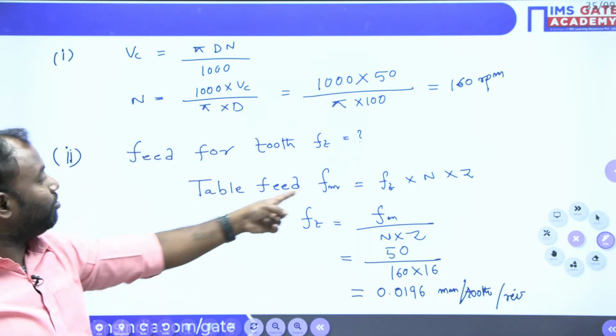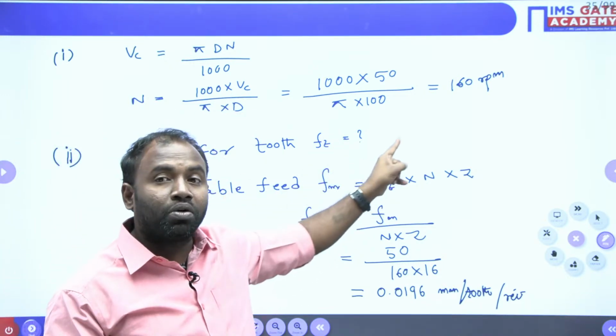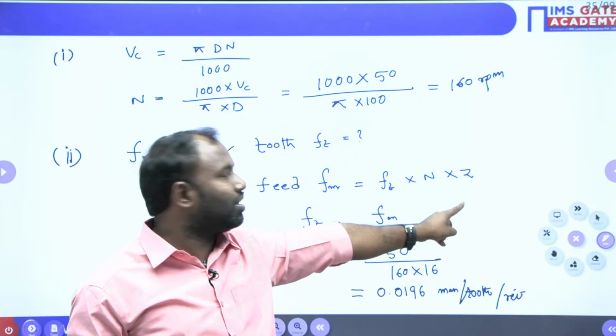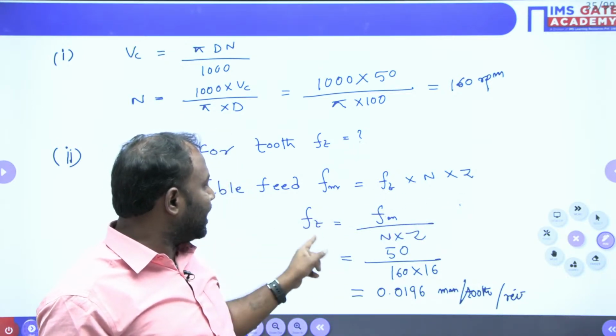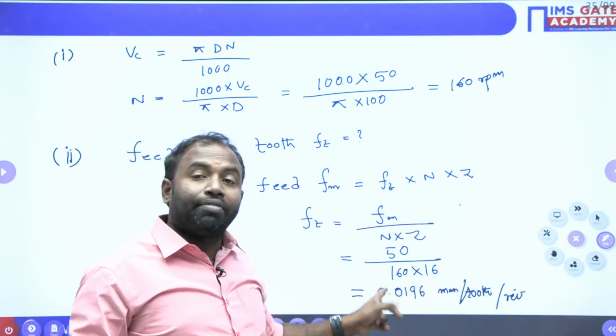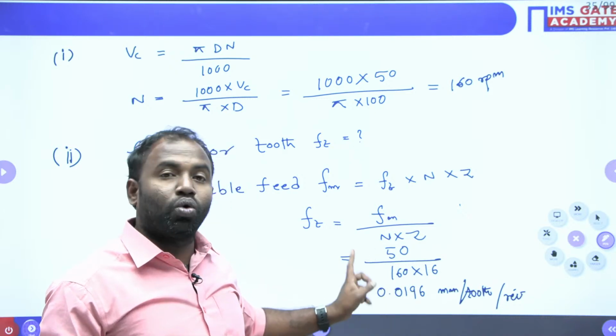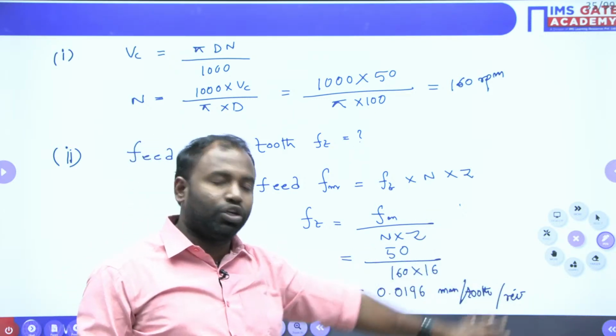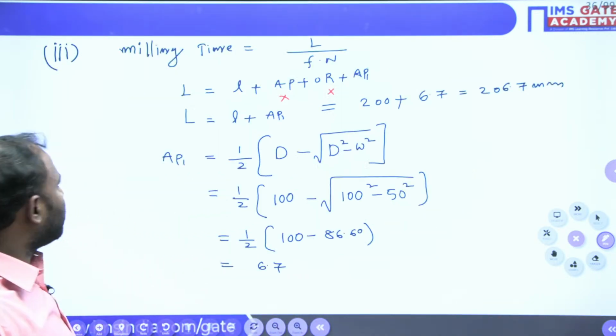Table feed is equal to feed per tooth into RPM into number of teeth on the cutter. From there I can get FT. Feed per tooth is equal to 0.0196 mm per tooth per revolution. Okay, now milling time is equal to L by Fm.